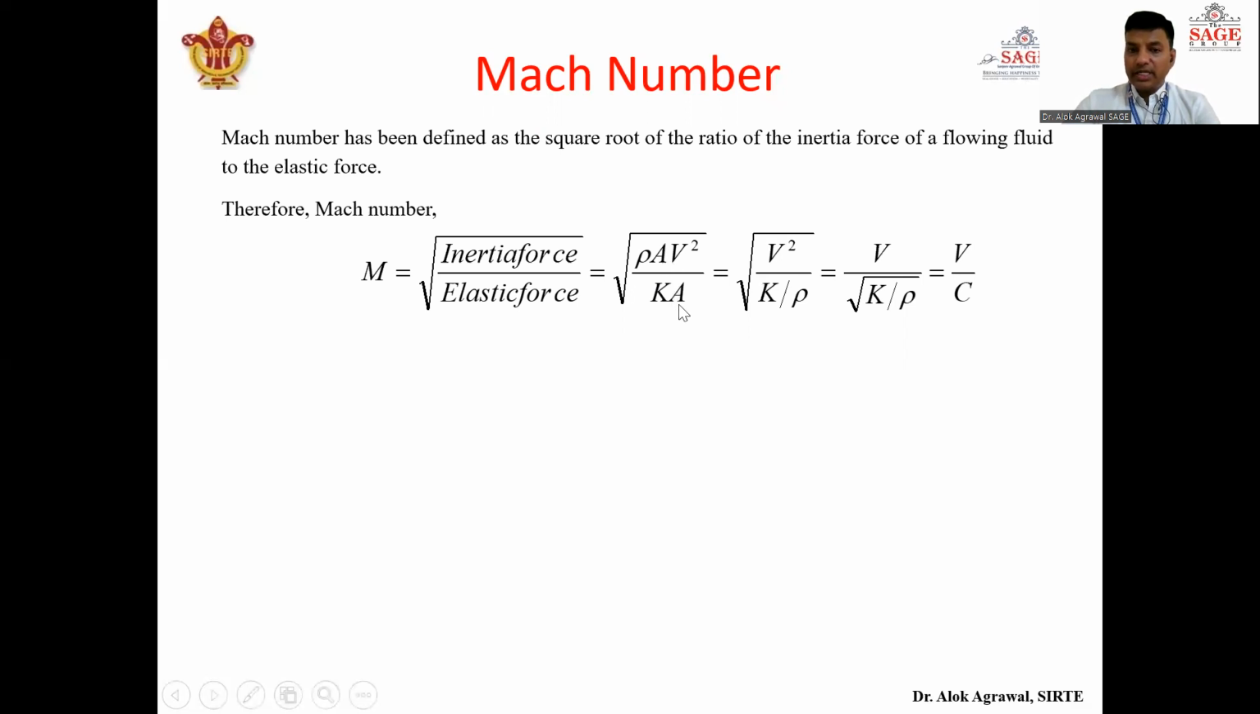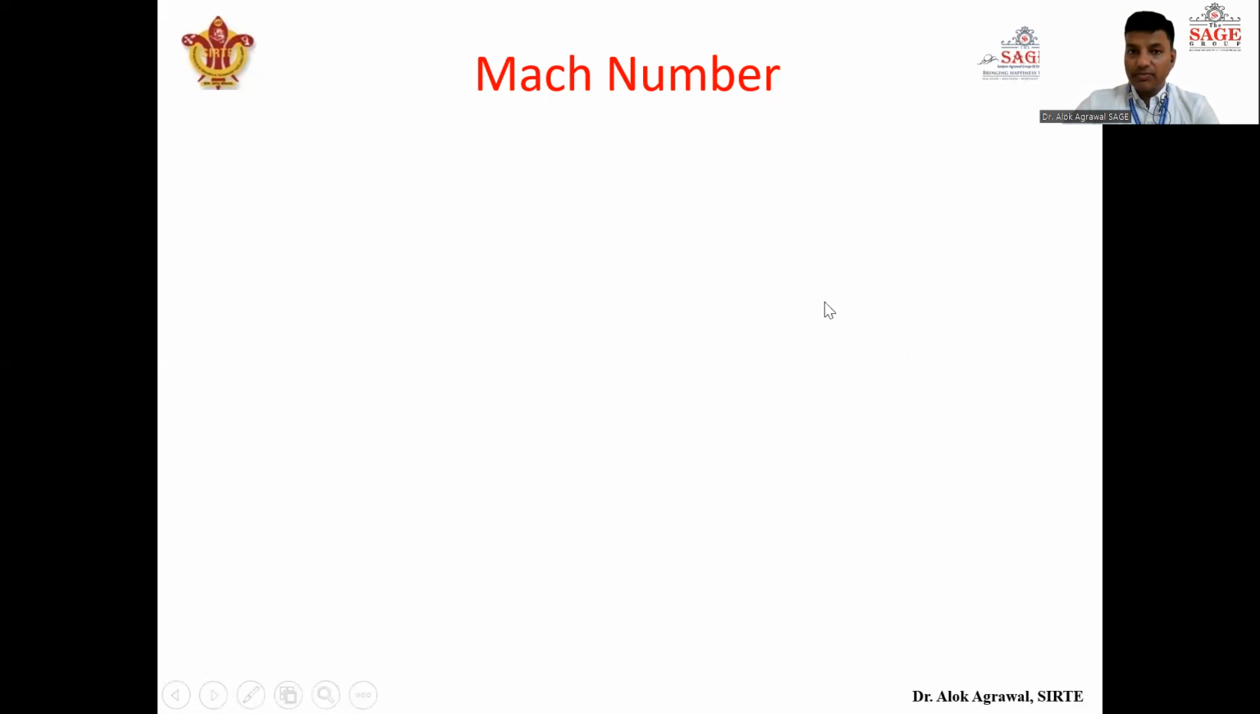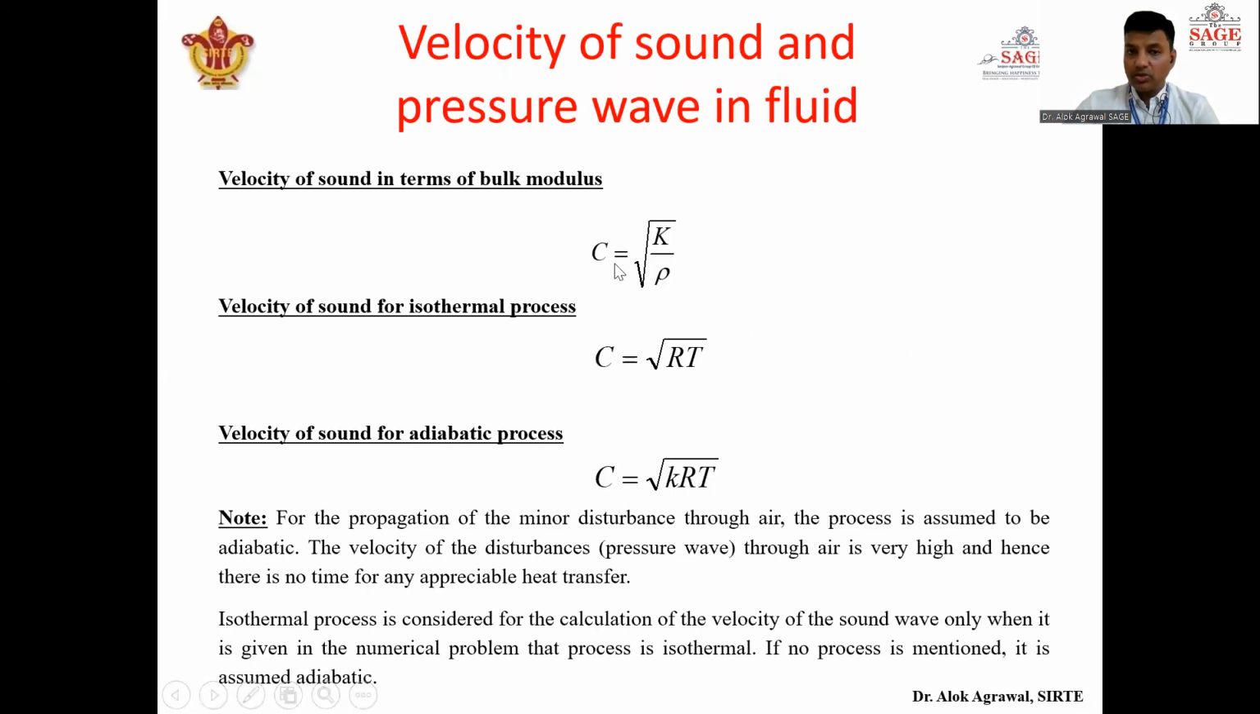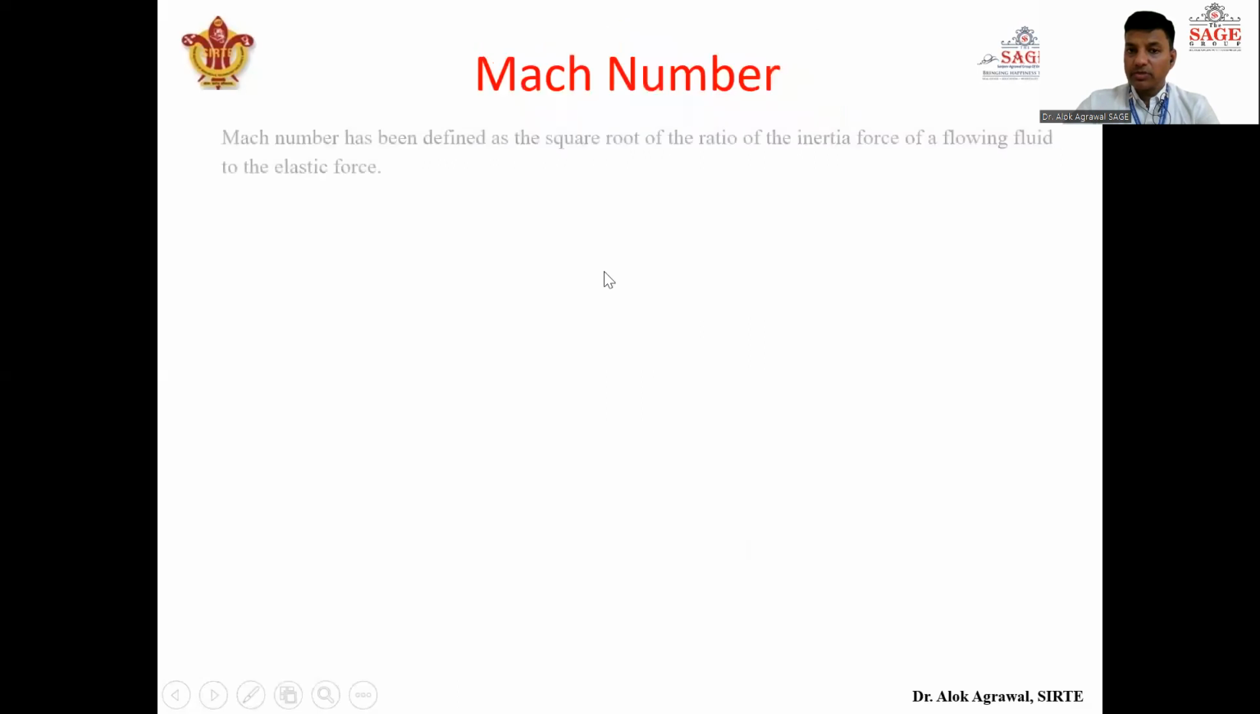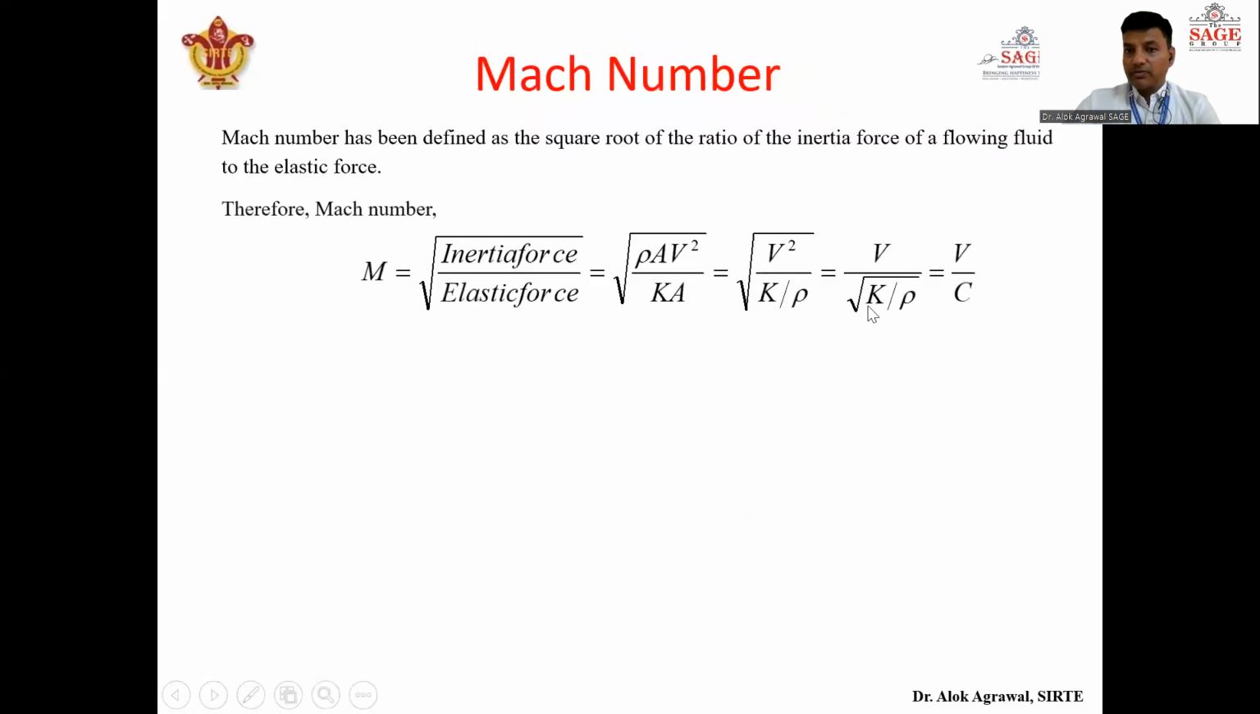Now the area terms will cancel out, and if you keep rho just below this K, we get V square by K by rho. Now this V square can come out from under the root sign as V, and there will be the square root of K by rho. We have seen just here that the square root of K by rho is the velocity of sound. So this can be replaced by the velocity of sound.